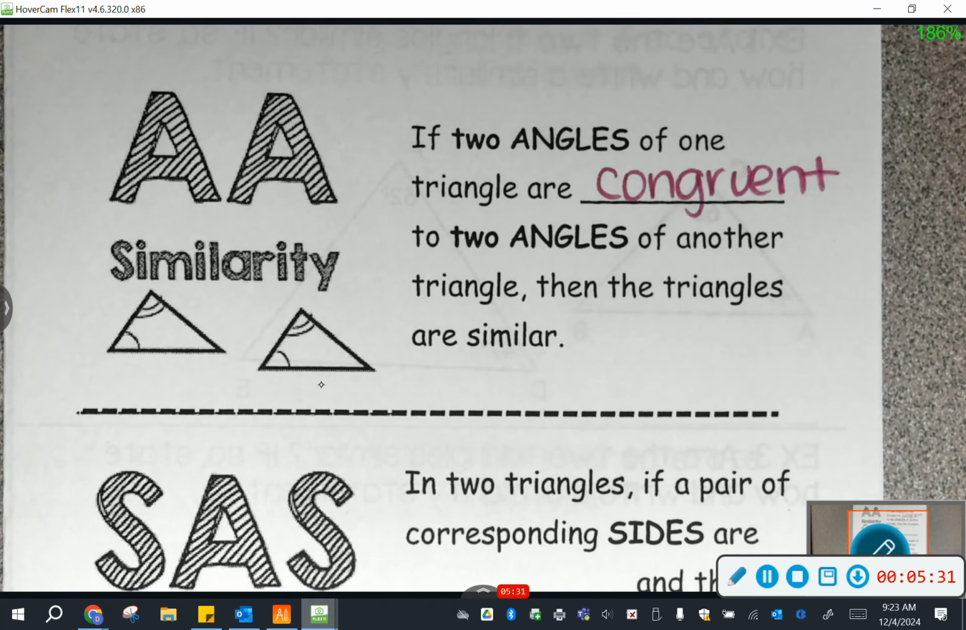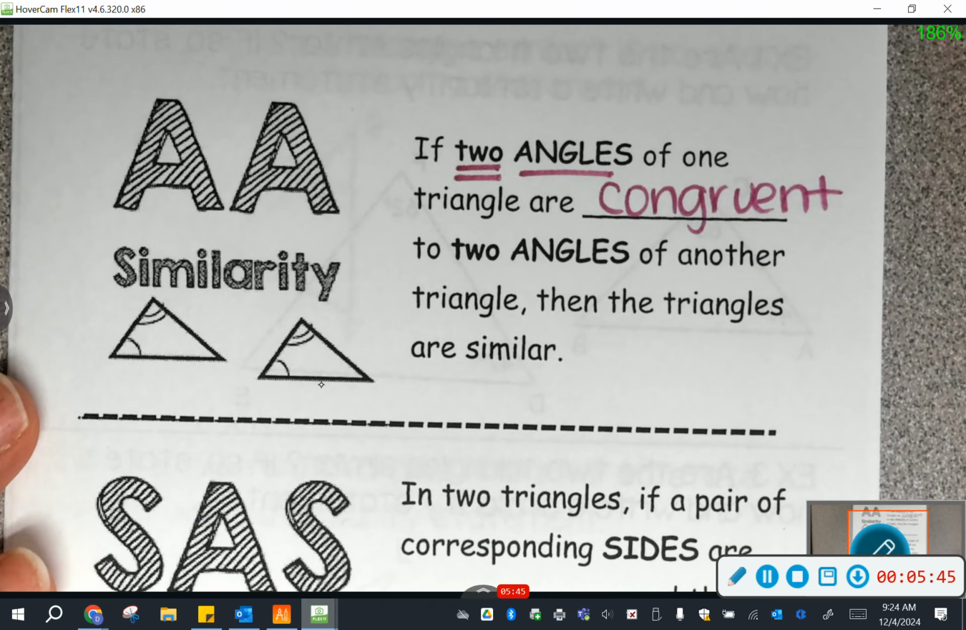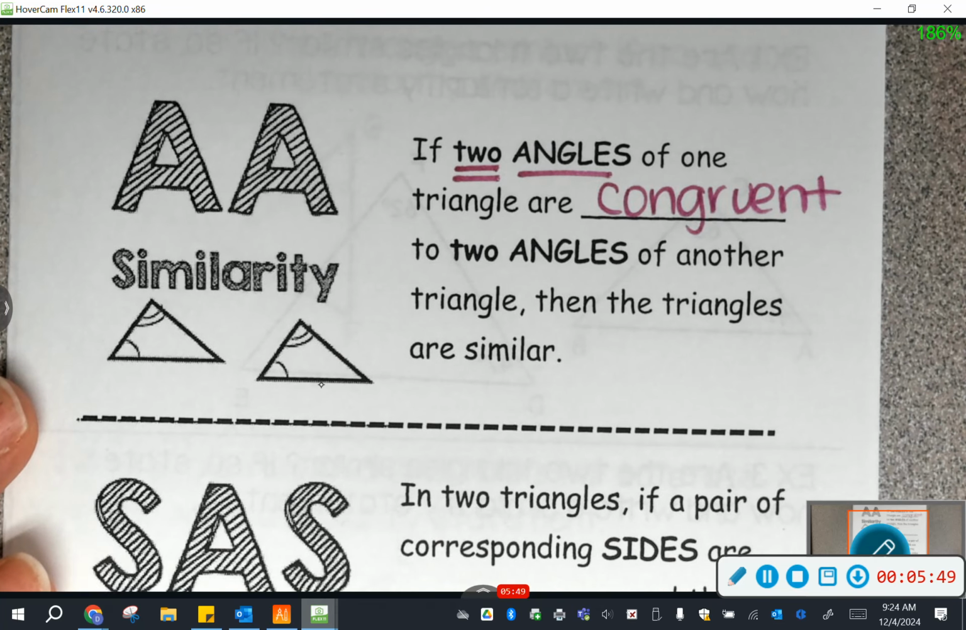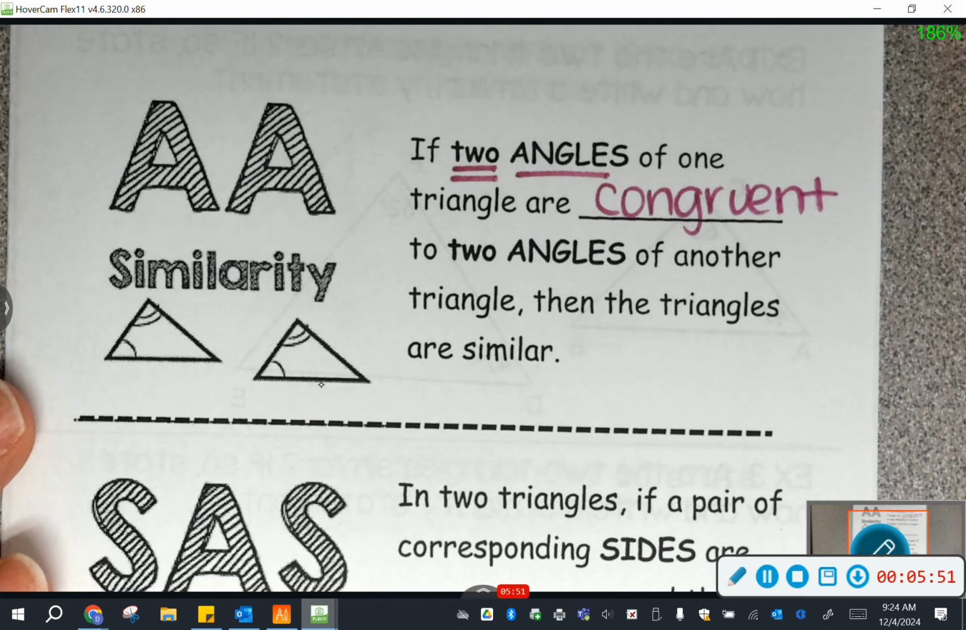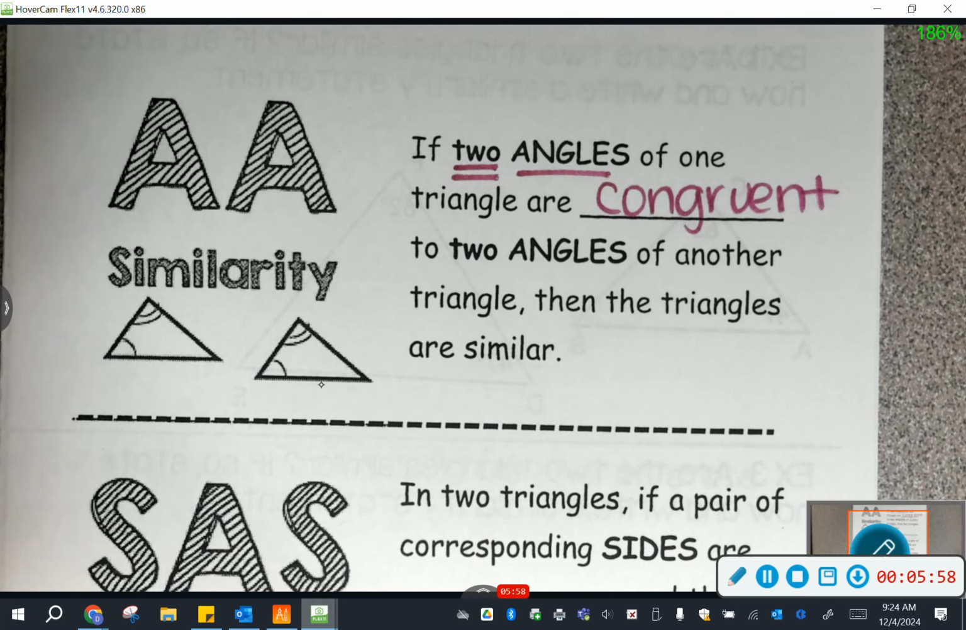For AA similarity, you need 2 angles congruent, and then you know they're similar. Why do you not need all 3? Because if 2 are congruent, then the third one is automatically congruent. Why? Because they all have to equal how many degrees? 180. Now, what you said works for an equilateral triangle.